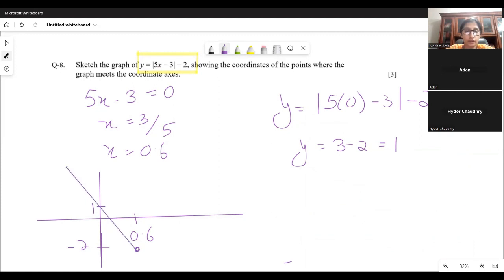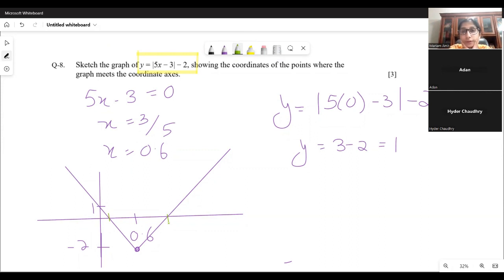So we have this and we have this. However, something is still missing from the graph. क्या missing है? इस intercept की value और इस intercept की value, x-intercept, because the question clearly says showing the coordinates of the point where the graph meets the coordinate axis.